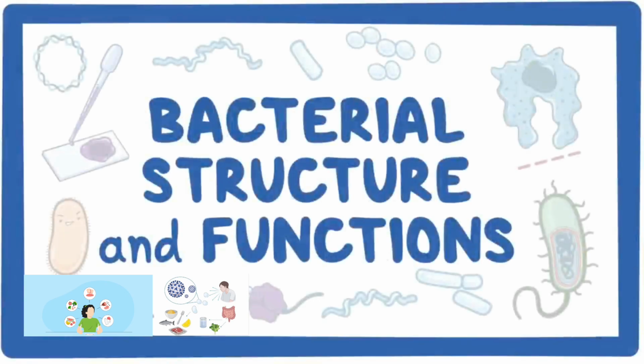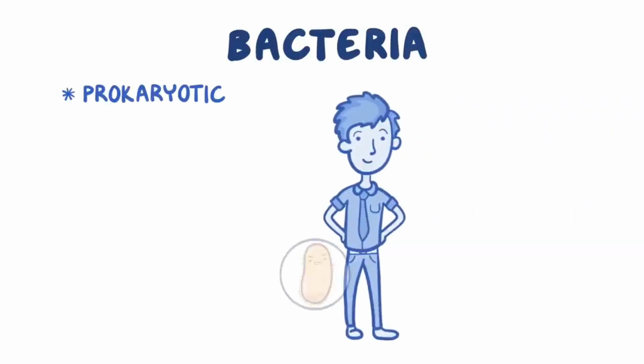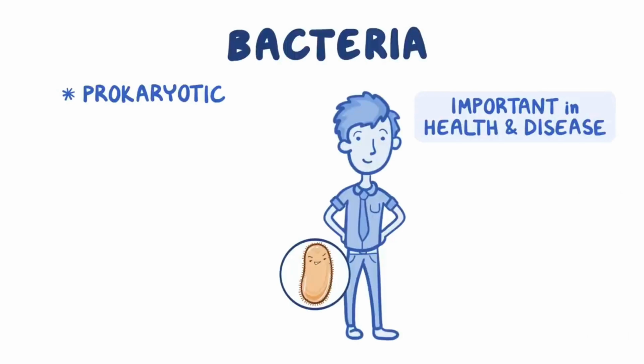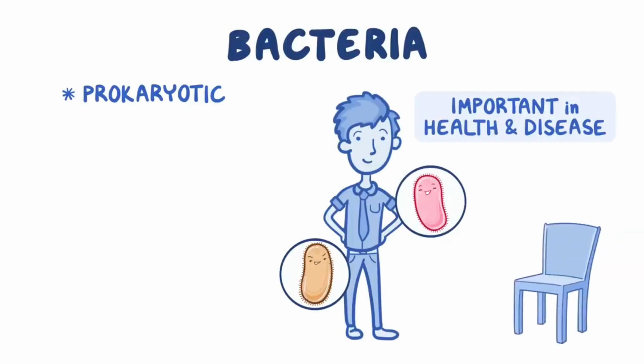Today's topic is bacterial structure and functions. Bacteria can be divided into two forms, prokaryotic and eukaryotic. Eukaryotic bacteria are important to human beings, causing disease, and are also helpful for our health, forming on surfaces and other objects.